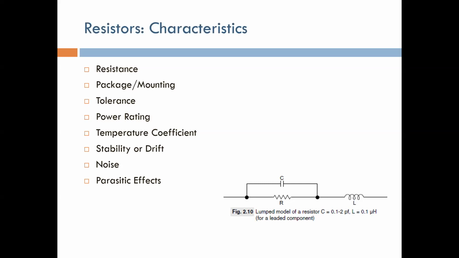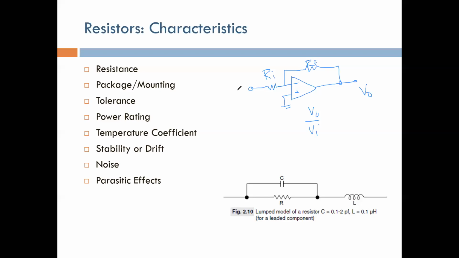So if I'm designing an amplifier, for example, a very simple inverting amplifier, you have here RF and you have here Rin. The gain, V out over V in, will be equal to minus RF over Ri.